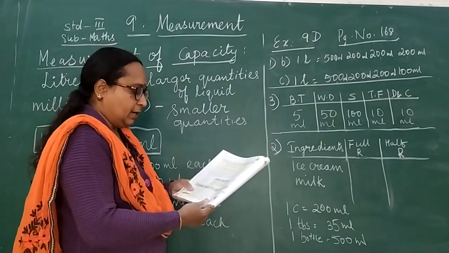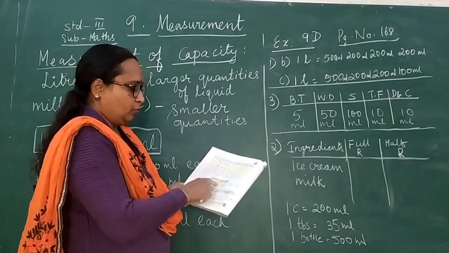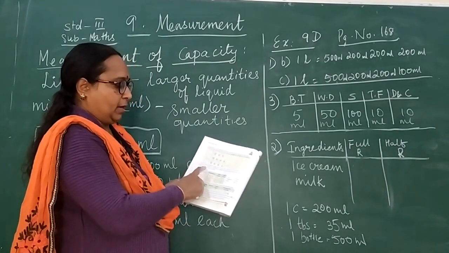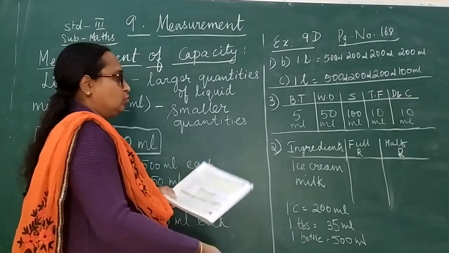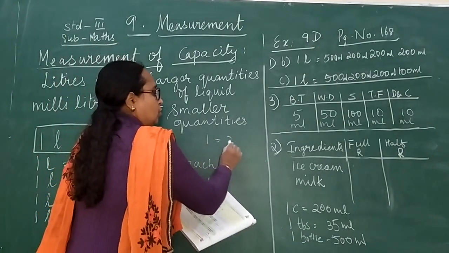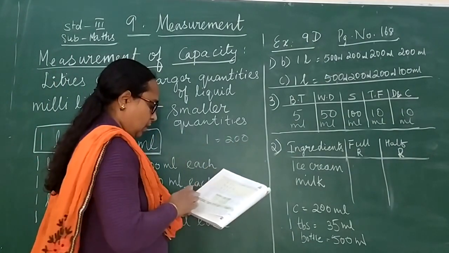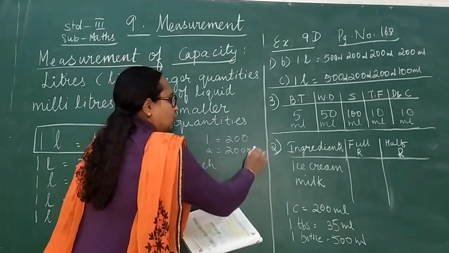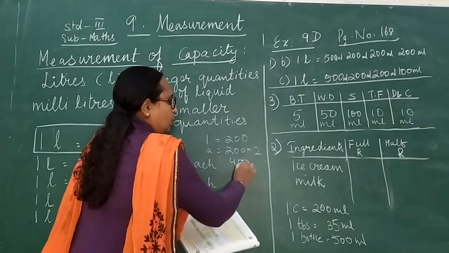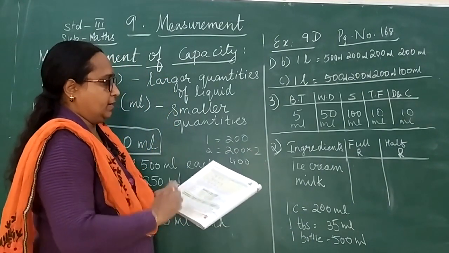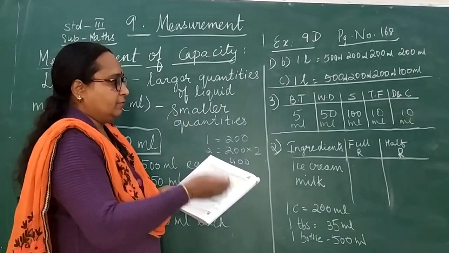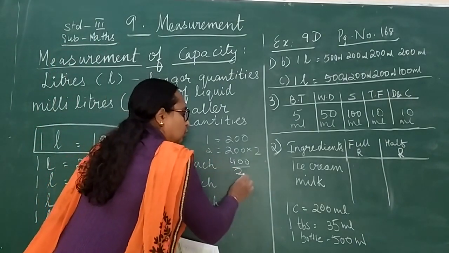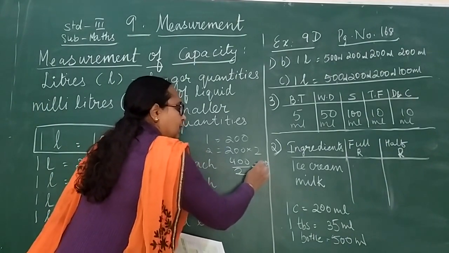So first they have done for you mango pulp, 400 ml. Why? Because 2 cups of mango pulp, 1 cup is equal to 200. So you have 2 cups of mango pulp. So you will take 200 into 2, that is equal to 400. So here they have given 400 ml. Now for half the recipe, what will you write? Divided by 2. So you will get 200 ml.